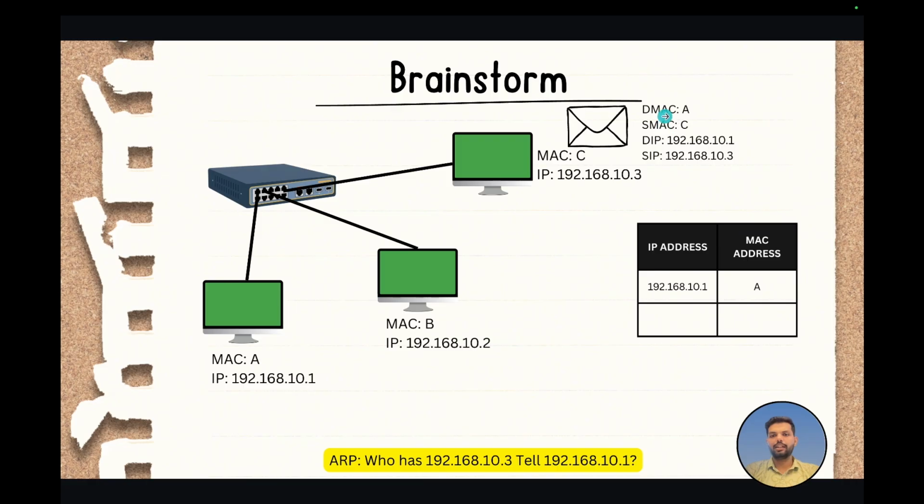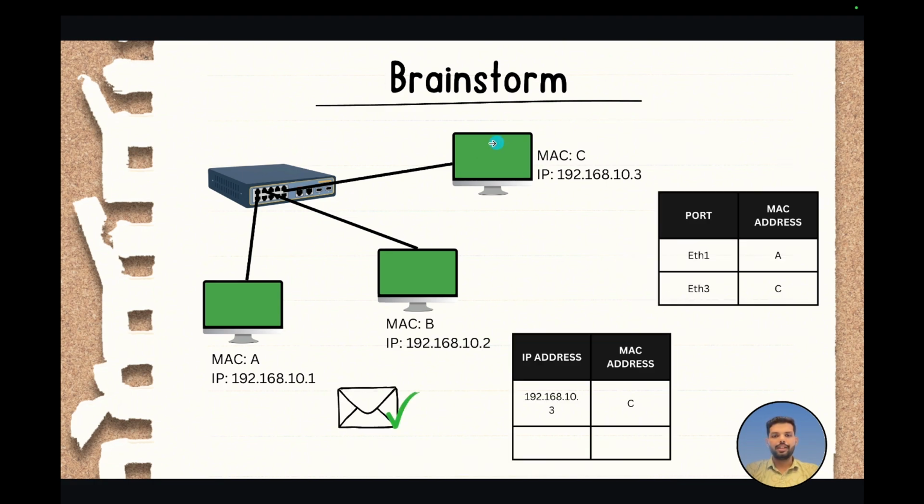Now note the packet format or the information. Destination MAC is A because this machine needs to send the ARP reply to it. Source MAC is C because this machine is sending the reply. Destination IP is 10.1 because that machine is receiving, and source IP is 10.3 because this is the sender, right? So you just map how it works. We'll see all these details and packet formats in detail in the next videos.